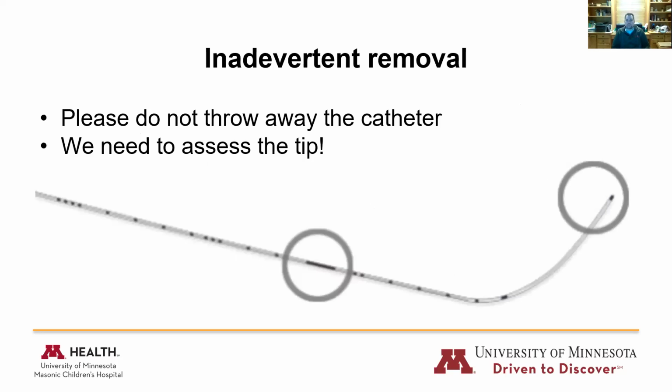If a catheter comes out accidentally, we ask you to please not throw away the catheter, because we have to look and document that the catheter was removed completely. Sometimes shear forces can cause the catheter tip to come off, and having a retained catheter tip in the epidural space might warrant a surgery afterwards.